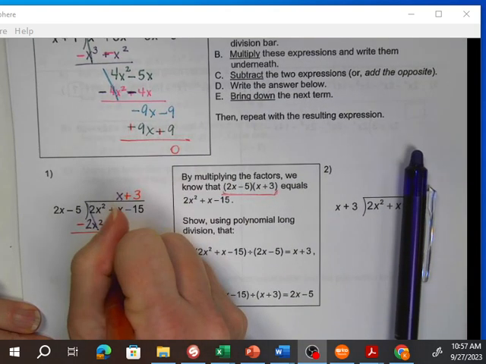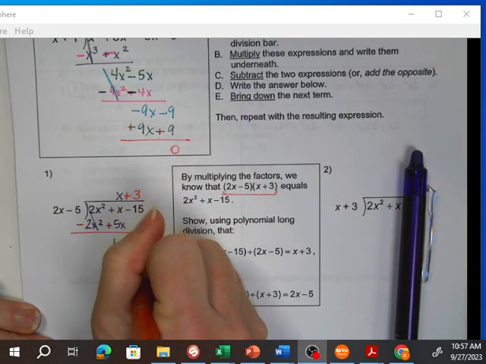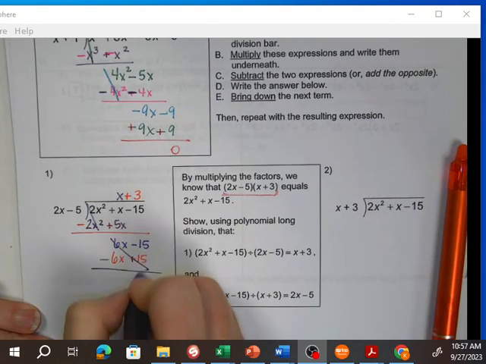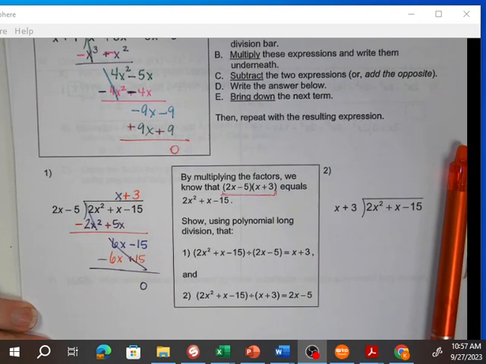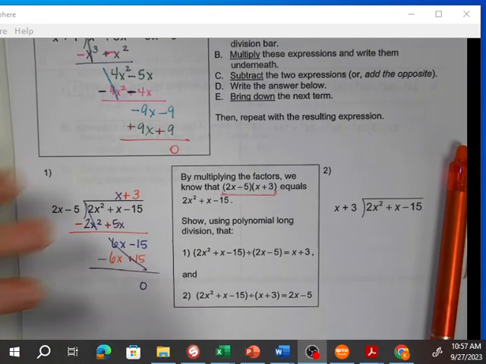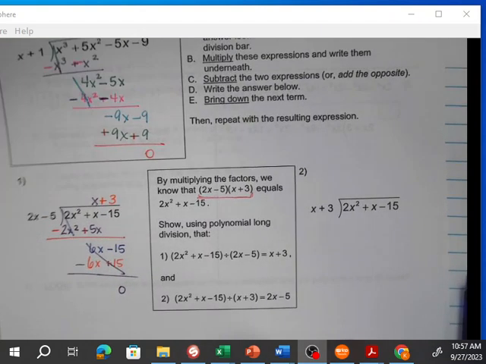Multiply through and you get 6x minus 15. Change the signs on everything underneath and add straight down. You get 0. Everybody good? All right, do number 2 real quick by yourself.